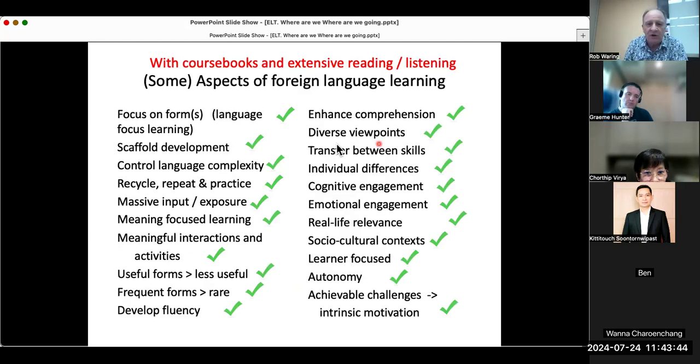We're getting skills transfer. The students are reading something they want to read about, other cultures, other places. We're enhancing comprehension, allowing them to comprehend at higher levels. Hopefully we get emotional engagement and real-life relevance. They can read about real characters, real people. It's learner focus; they're choosing. They're building their autonomy. It's massive amounts of input. We're recycling the language. We're developing fluency. So adding extensive reading can help cure quite a lot of the ills we have in our curriculum at the moment. Does anybody have any comments on that?